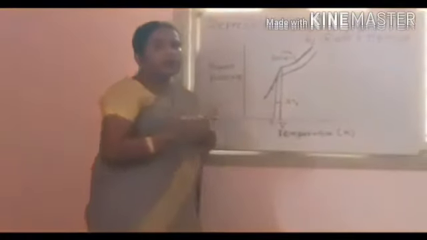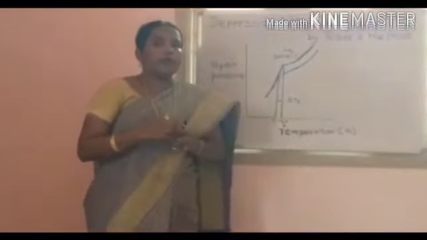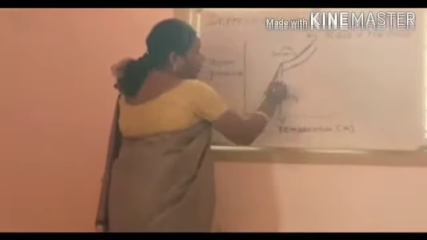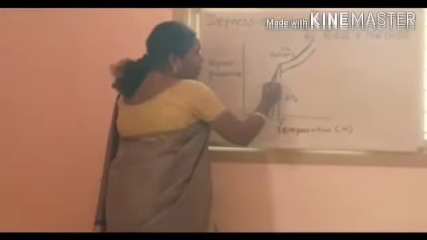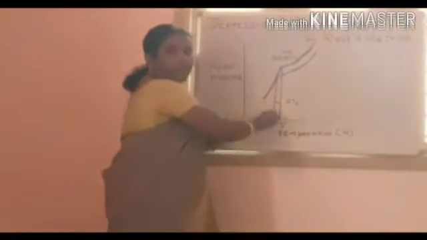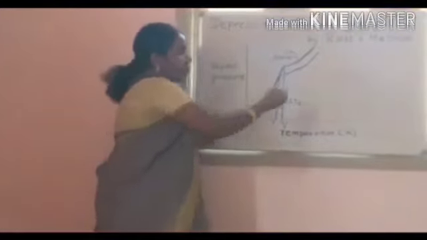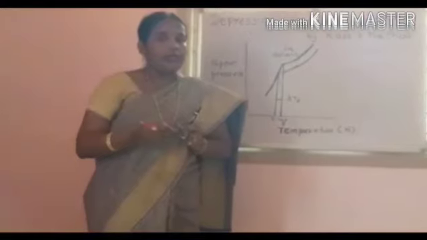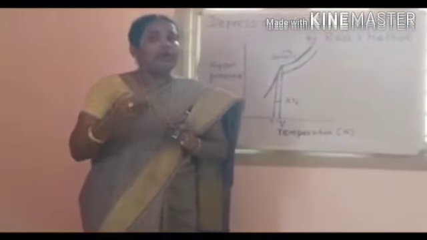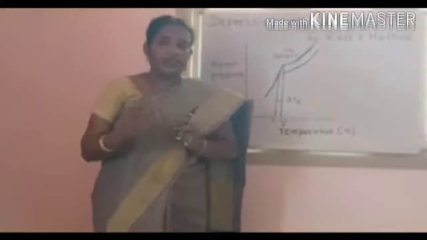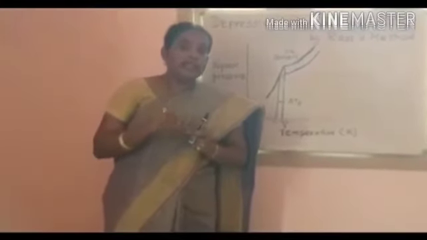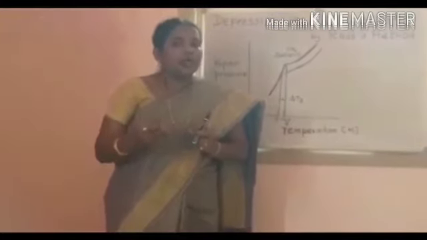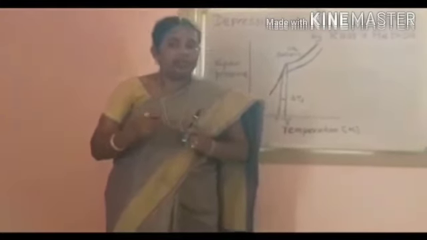If I add more salt, then my line goes like this. This is the new freezing point. The freezing point will go on decreasing when you go on adding a non-volatile solute. Hence, what we observe is the change in the freezing point. Here, the change is a decrease in freezing point. Therefore, it is called depression in freezing point.